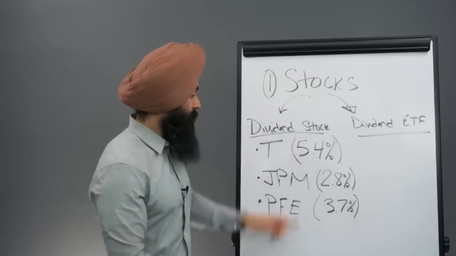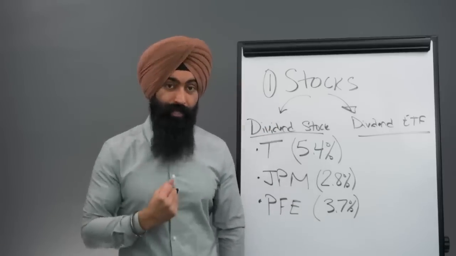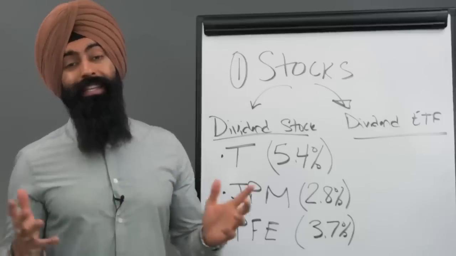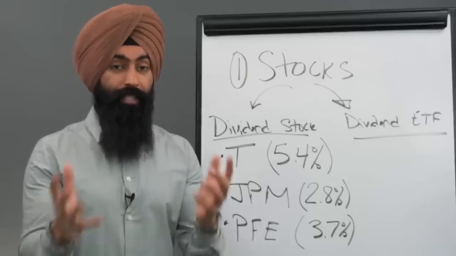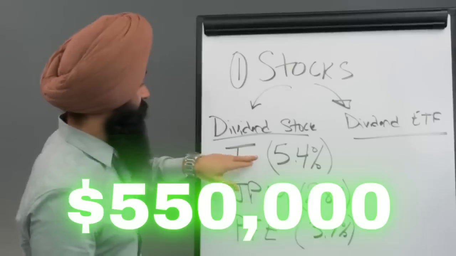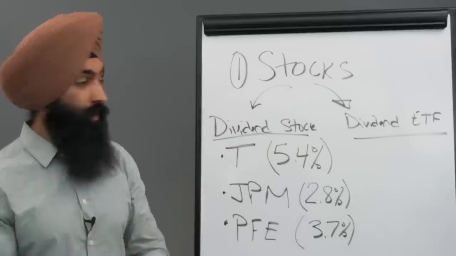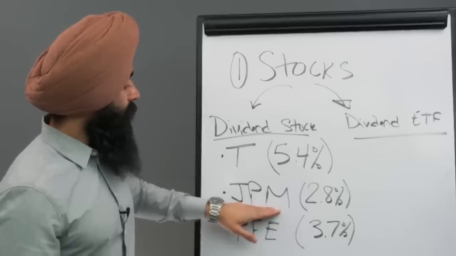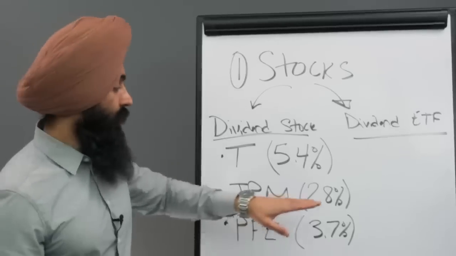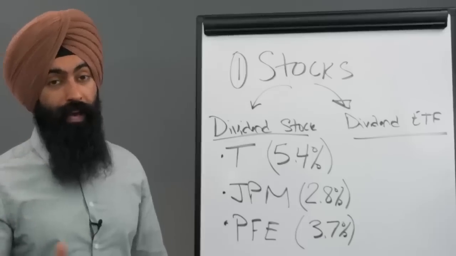The more stocks you buy, the more cash flow producing assets you buy, the more cash flow you will get in return. If your goal was to start generating $30,000 a year of cash flow, that means that you would have to invest $550,000 into this stock today at a 5.4% yield to get $30,000 worth of cash flow, and you'd have to invest just over $1 million into the JP Morgan stock at this 2.8% yield to generate $30,000 worth of cash flow today.